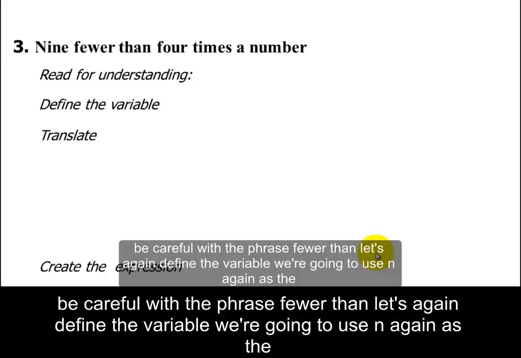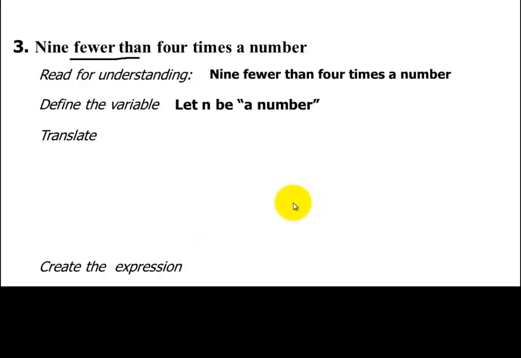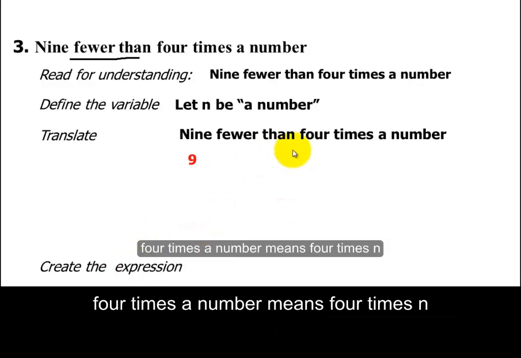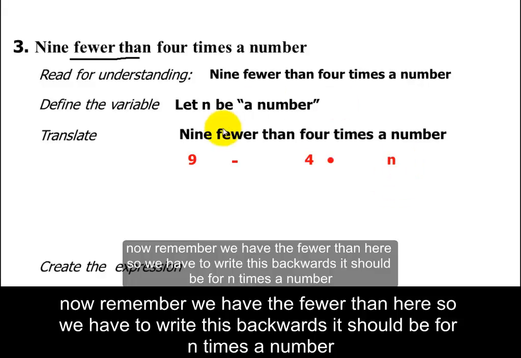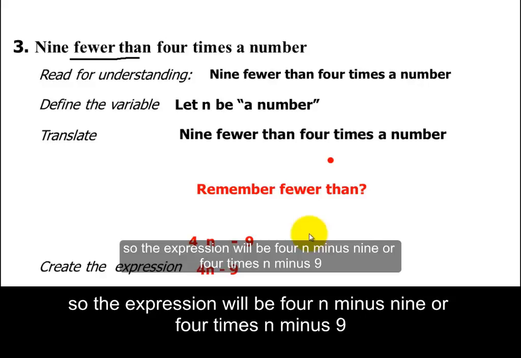9 fewer than 4 times a number. Alright, be careful with the phrase fewer than. Let's again define the variable. We are going to use n again as the variable. If you want, you can use x, y, or any letter that you wish to use. Now let's translate 9 fewer than 4 times a number. So I have a 9 here. 4 times a number means 4 times n. Now remember, we have the fewer than here, so we have to write this backwards. It should be 4n minus 9. So the expression will be 4n minus 9, or 4 times n minus 9.